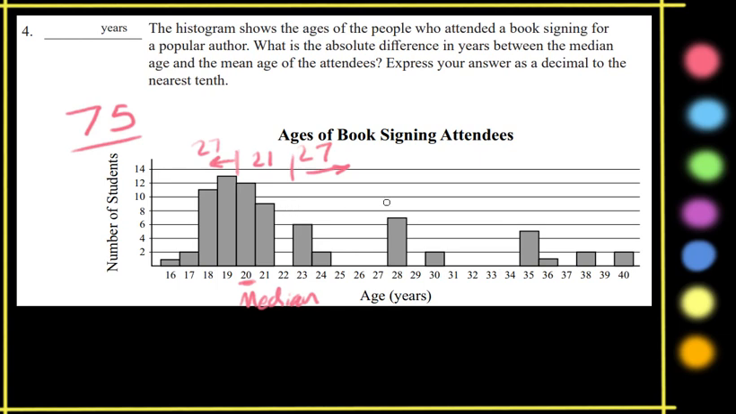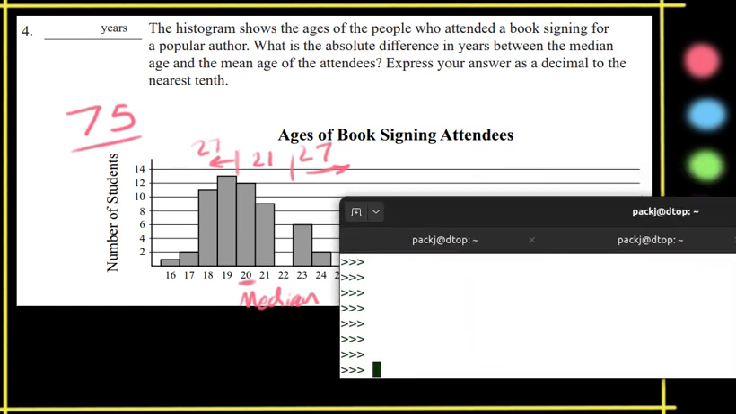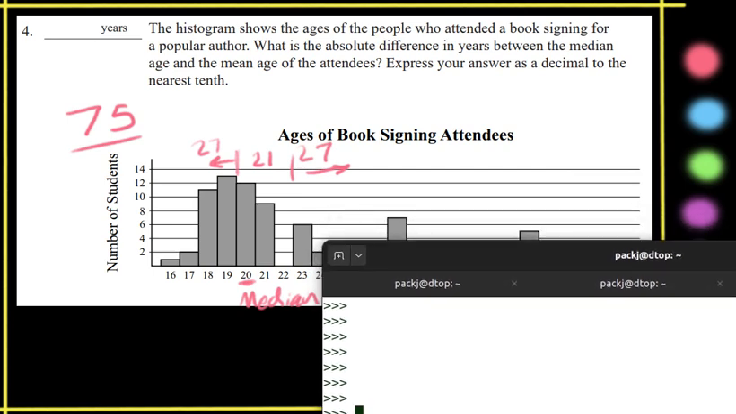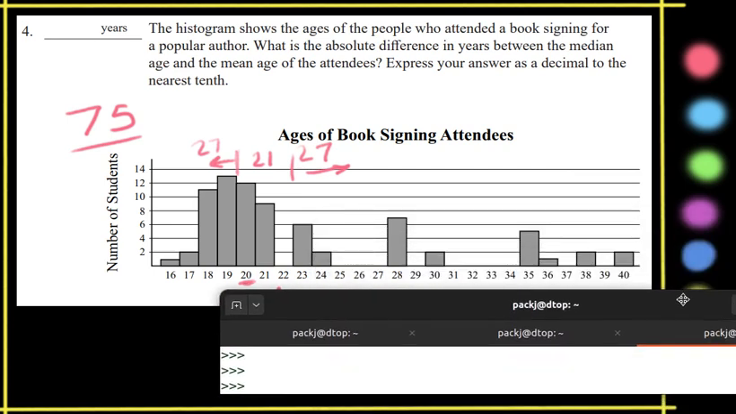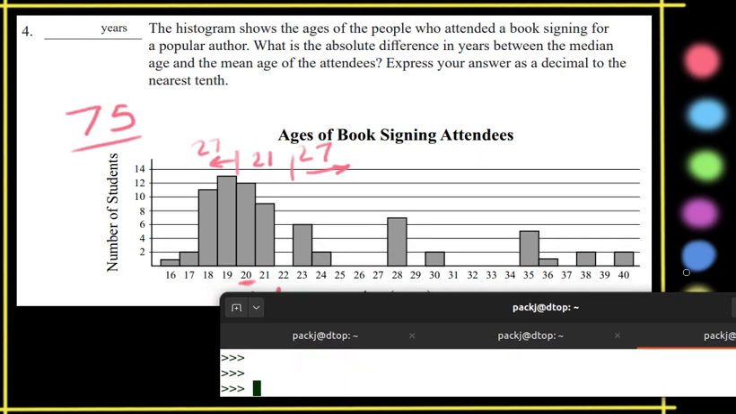And now to compute the mean, I just need to get my calculator and do a bunch of computations. So let's grab that in here. I'm going to make it really narrow so that I can see everything. So I'm going to put this all in parentheses, and then I'm going to divide by 75. I just need to add up all the ages, and I can multiply where there's multiples.